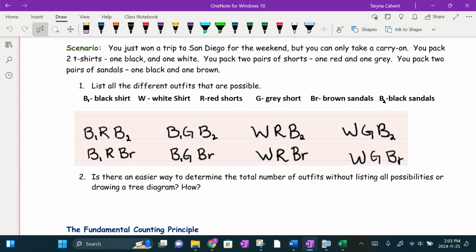So there are 8 possible outcomes. How many choices for shirts did you have? 2. How many choices for shorts did you have? And then how many choices for sandals did you have? So what can we do with those choices to get 8 outcomes? Did anybody make that connection? Yeah. Multiply them together. If you didn't make that connection, that's okay.